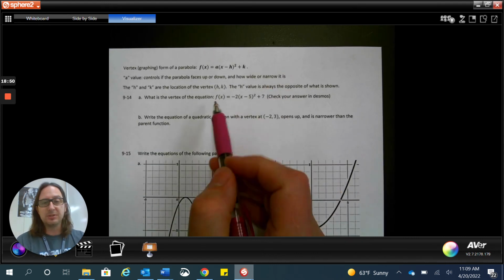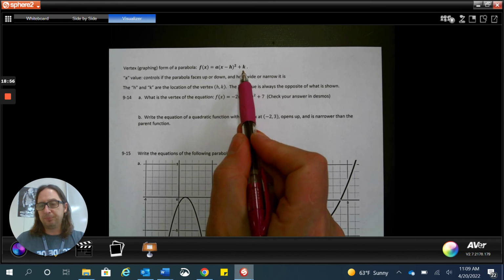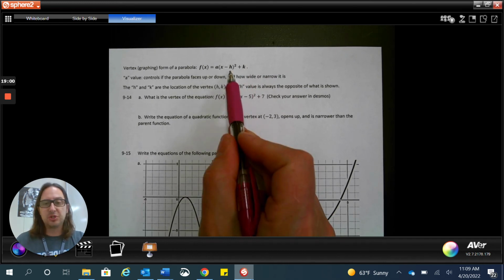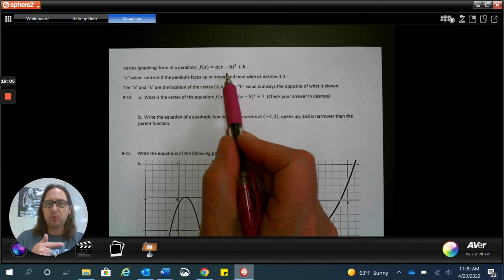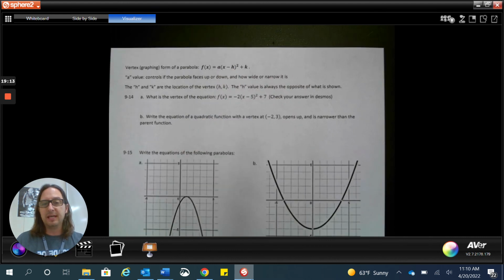So we saw on those last couple ones how to move it side to side or up and down. The k moves it up and down. It's going to be the y coordinate of our vertex. The h, remember, it was always doing the opposite. When we wanted to go to the right, we subtracted a number. When we wanted to go to the left, we added a number. So it's always going to be the opposite of this value here for the x value of our vertex.